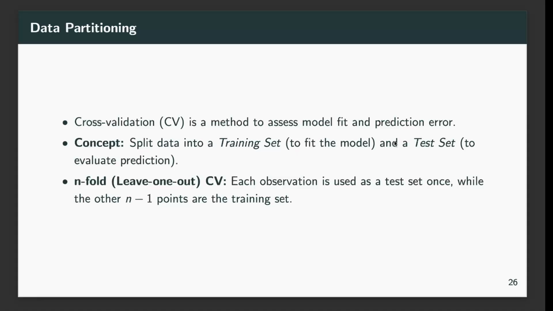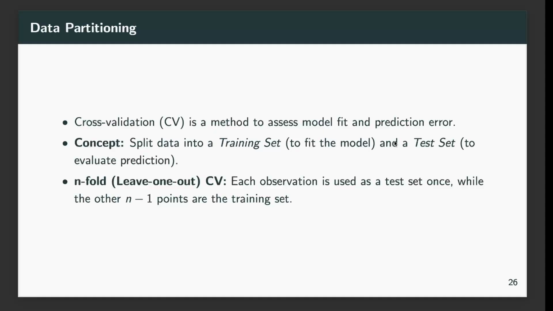The third point here is the leave one out CV. Usually we call this LOOCV, leave one out cross validation. Each observation is used as a test set only once, and the other n-1 points are used as the training set. Let's say you have n equal to 100: in the first run you remove number 1, in the second run you remove number 2, in the third run you remove number 3. So this is the most thorough form of cross validation.